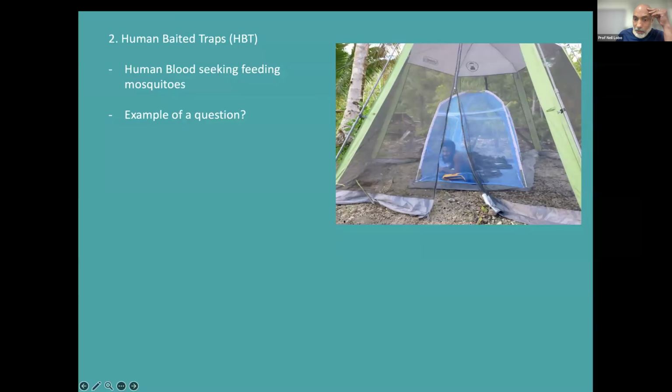So you can imagine a mosquito can smell the human being, sense its heat, come inside the tent, try to feed on this person, but cannot reach that person. So then they will land on the inside of this bigger tent and wait there. And we can go in every hour and collect all the mosquitoes that have entered that tent. And therefore, we can look at a proxy for the human landing rate every hour. The questions we would ask are similar to that of the human landing catch.